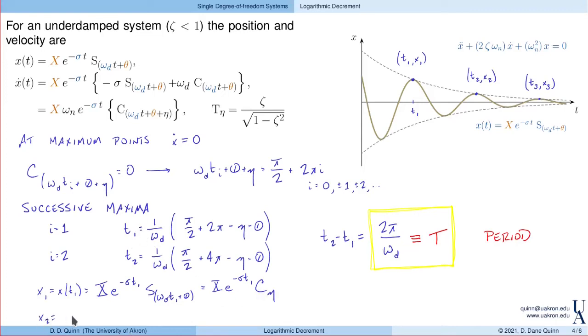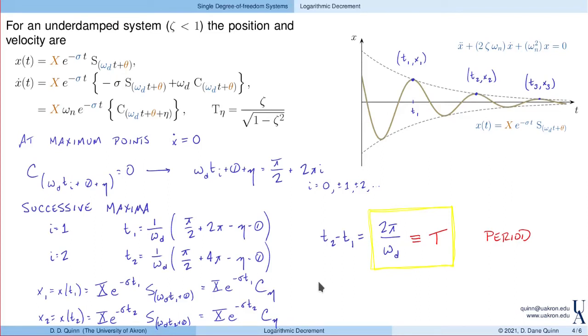If I do the same for x2, that's x at time 2, e to the minus sigma T2 sine of omega d times T2 plus theta, and this simplifies to e to the minus sigma T2 times cosine of eta. So why is this useful? Well, we would like to, in some sense, eliminate this unknown amplitude. And we can do that really by just dividing these two by each other.